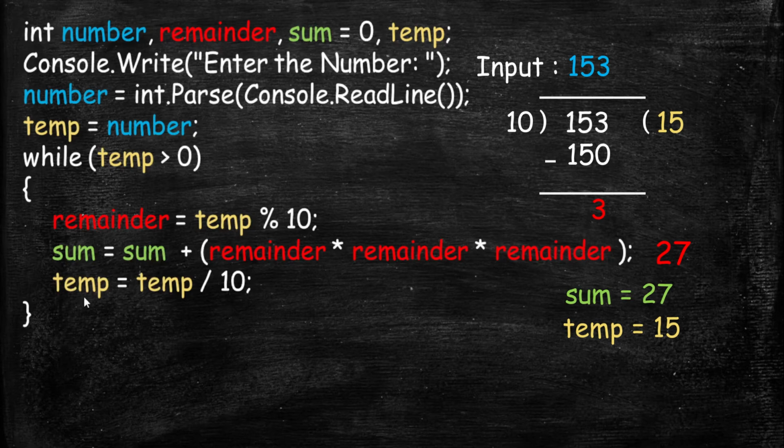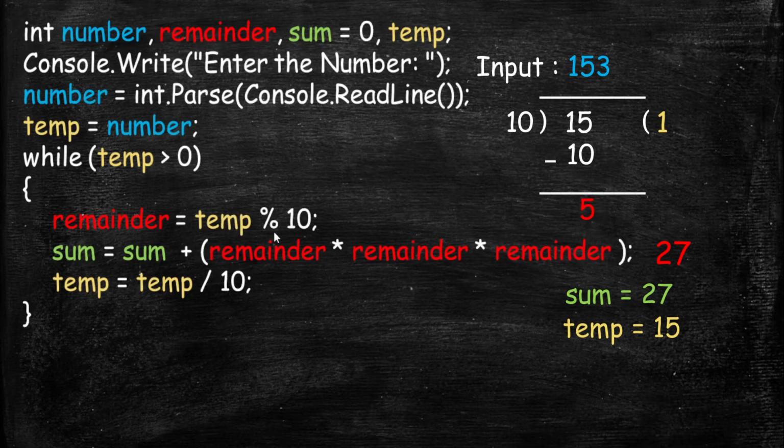So then our temp will become 15 and our sum will become 27. Then this loop will run again. So you can see the temp is greater than 0, which is, 15 is greater than 0. So now temp will be 15, and 15 divided by 10, 10 multiplied by 1 gives us 10. So our remainder will be 5.